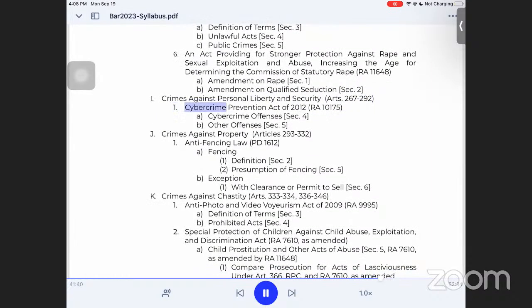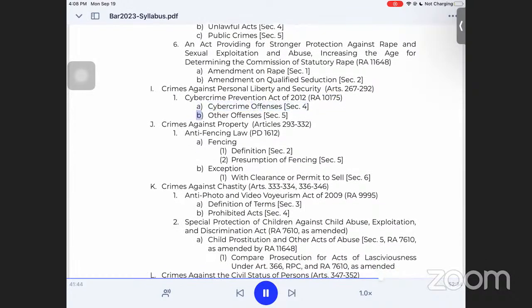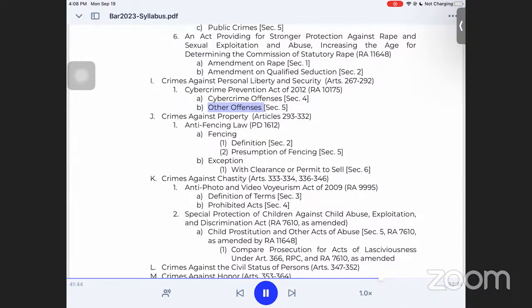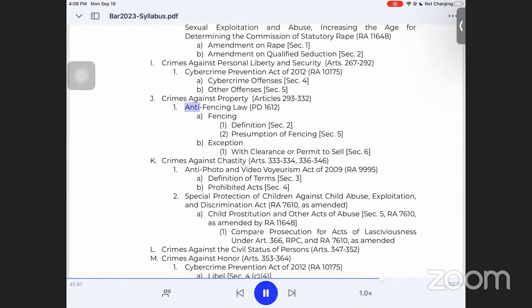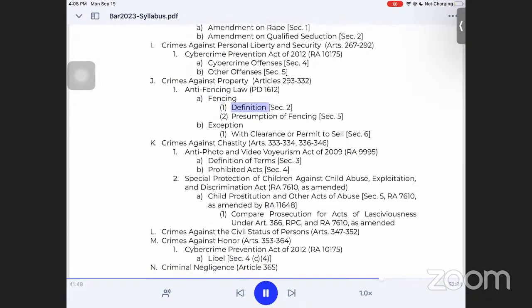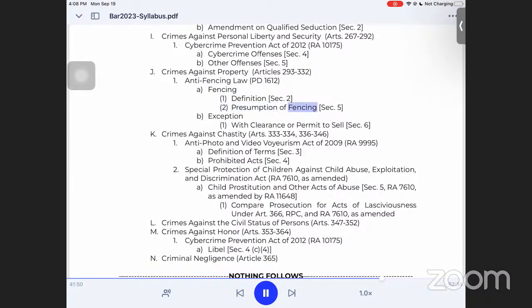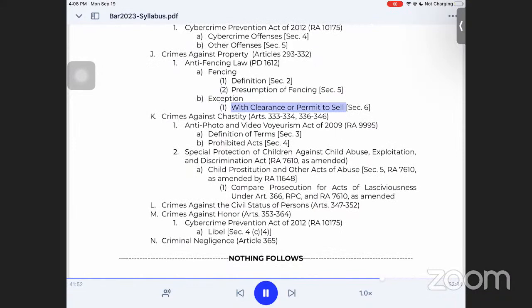I. Crimes against personal liberty and security, Arts. 267-292. 1. Cybercrime Prevention Act of 2012, RA 10175. A. Cybercrime offenses, Sec. 4. B. Other offenses, Sec. 5. J. Crimes against property, Arts. 293-332. 1. Anti-Fencing Law, PD 1612. A. Fencing. 1. Definition, Sec. 2. 2. Presumption of fencing, Sec. 5. B. Exception. 1. With clearance or permit, Sec. 6.